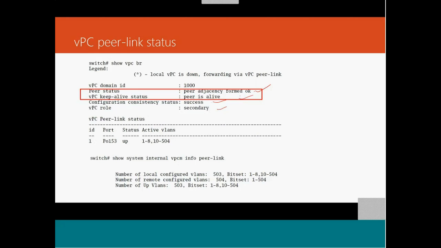Okay. Now, we can also see what VLANs are supported with show system internal vPCM info peer link. This gives us the number of VLANs that are being used or configured for the vPC, all those basic values.